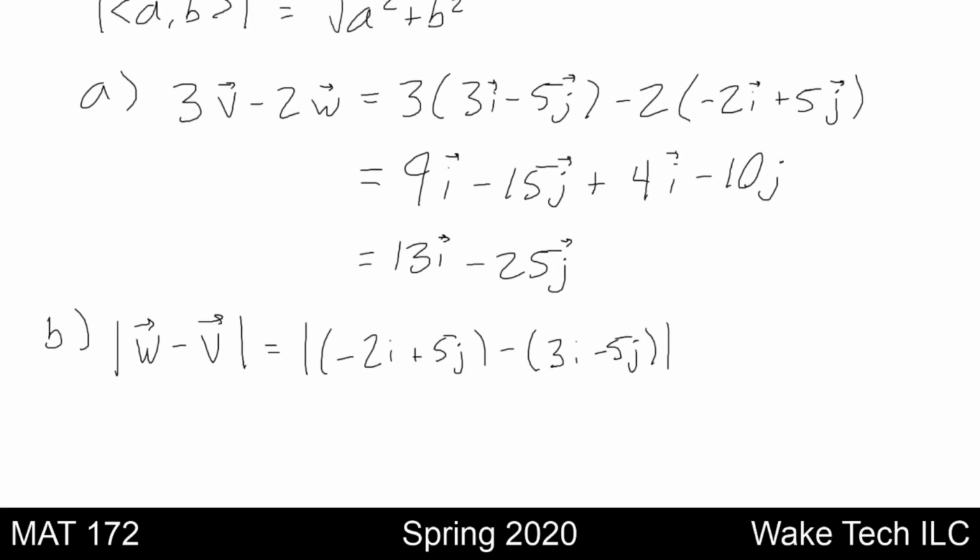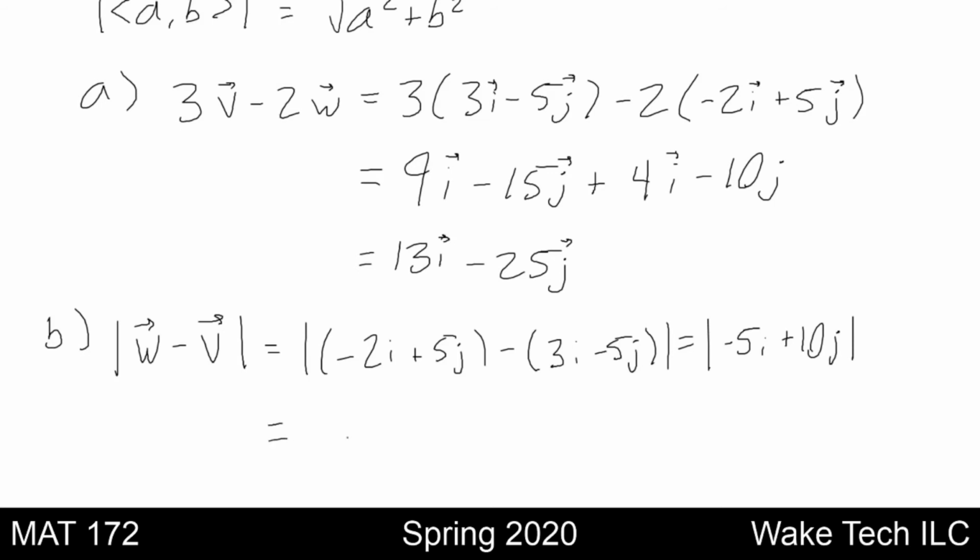And we can perform this subtraction before we perform the calculation to find the magnitude. That is, negative 2 minus 3 is negative 5i, and positive 5 minus negative 5, subtracting a negative is the same as addition, so we say plus 10j.